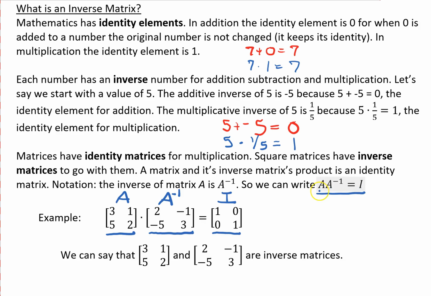If you start off with the square matrix and its inverse matrix, when you multiply them together, you get the identity matrix. So down below, we can say that the very first matrix and the second matrix are inverse matrices.